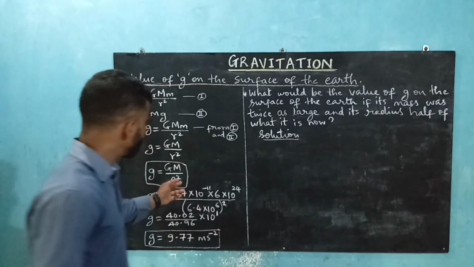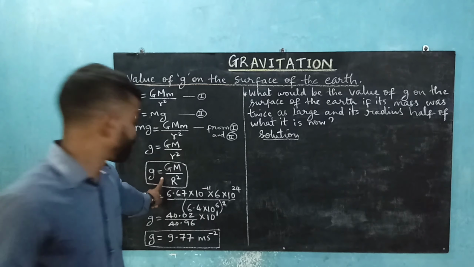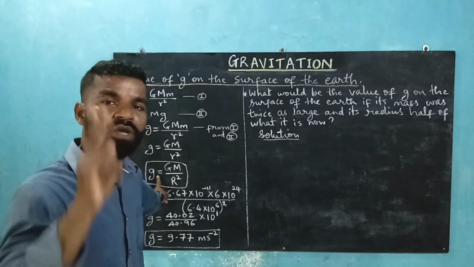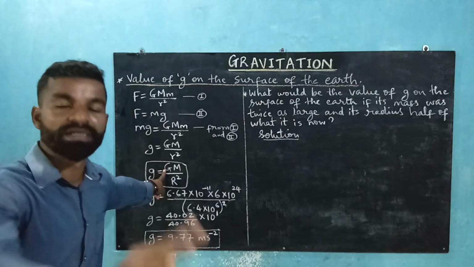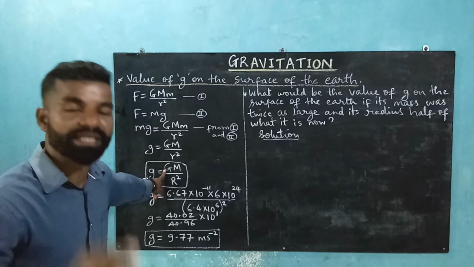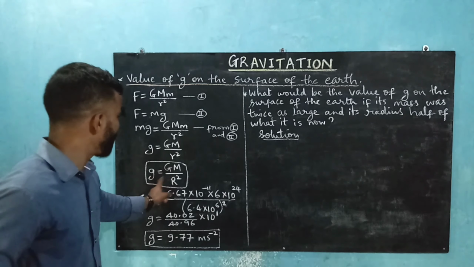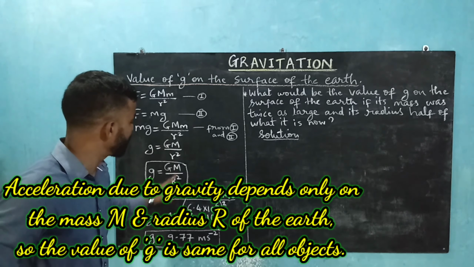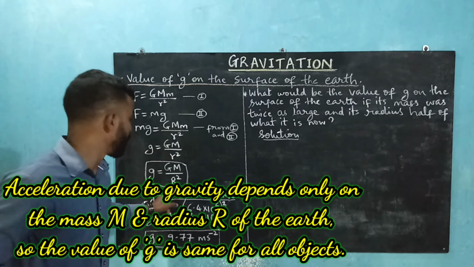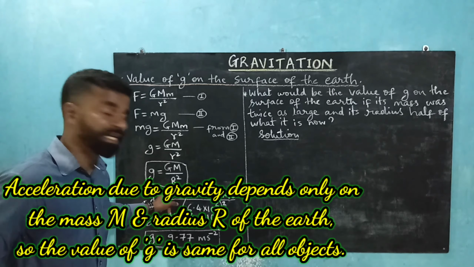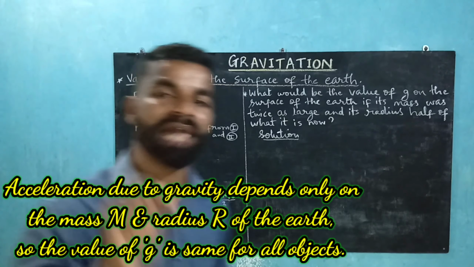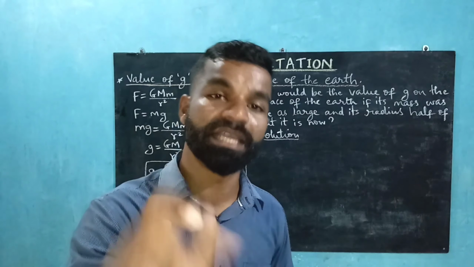Now here you can see that in this formula the value for acceleration due to gravity depends on two things. First, the universal gravitational constant G, it is a constant. It depends only on the mass of the earth and the distance between the object and the center of the earth. So it depends on the radius of the earth and on the mass of the earth. It does not depend on the mass of the object. So this is an important thing.